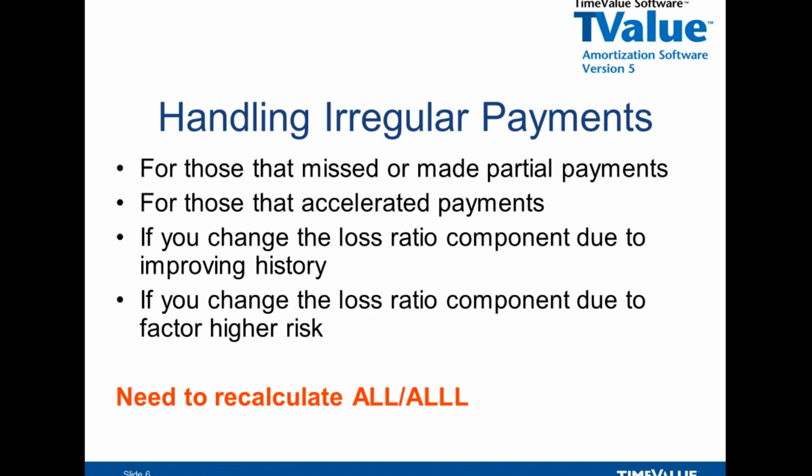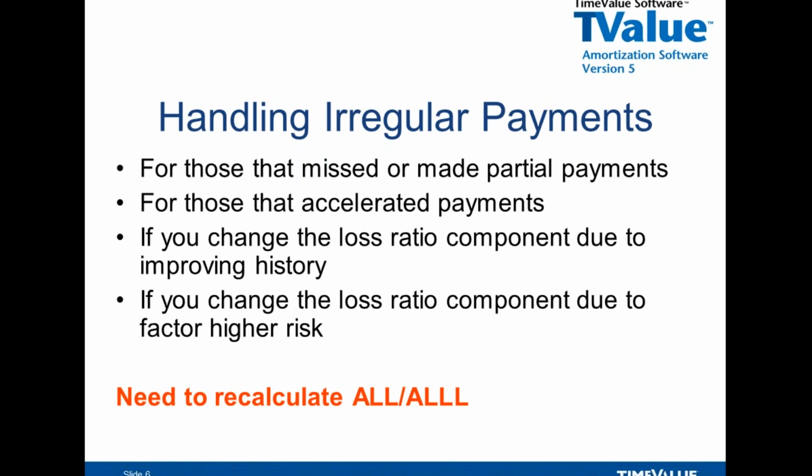So that's for the vanilla accounts that happen to make all their payments on a regular basis. What happens when you have irregular payments? You have payments that are missed. You have partial payments. You have accelerated payments. You have a change in your loss ratio component, either up or down. Now what? Well, now you have to recalculate.